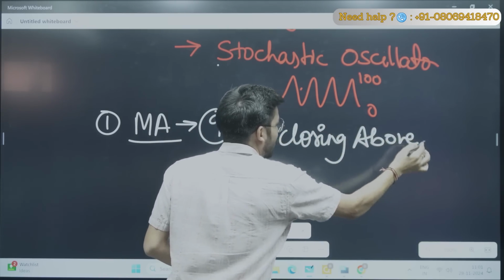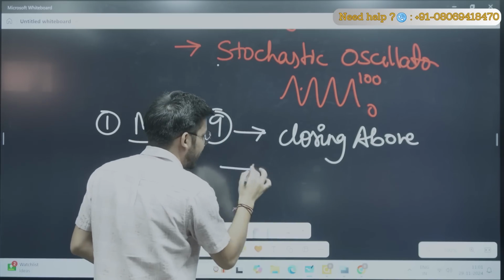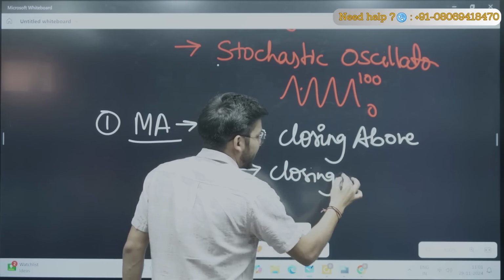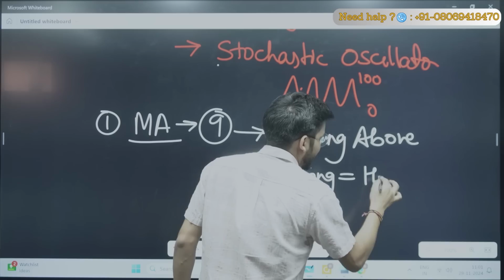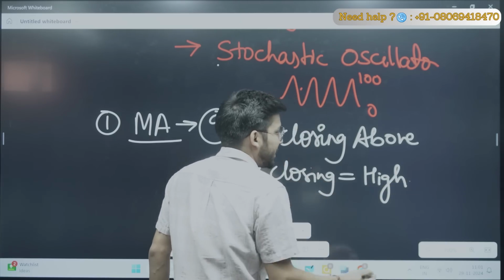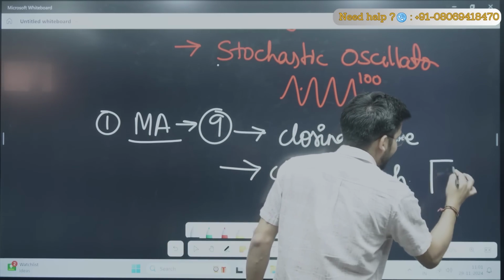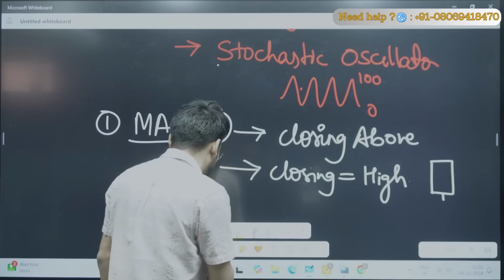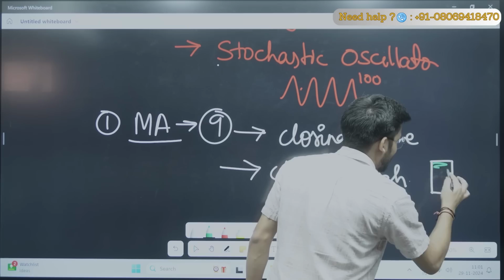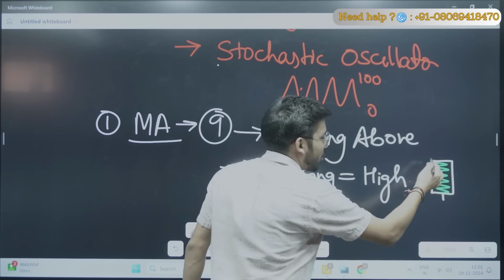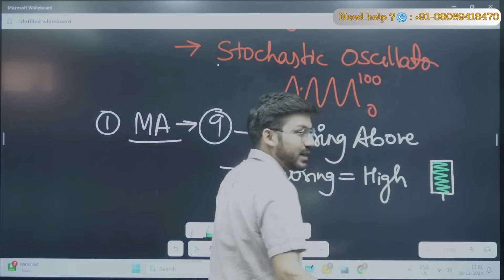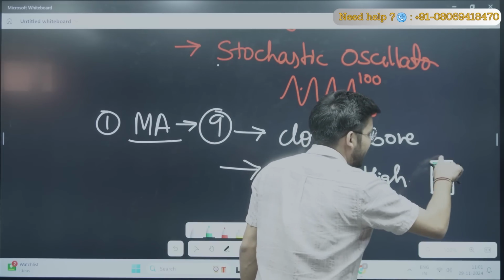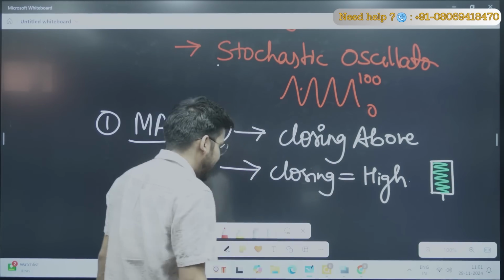Also, the closing price should be equal to my high. It means the candle should be somehow like this. If it is a green candle, I'll color it for you. Suppose this is a green candle, so the closing price of this candle and the high of this candle should be the same. It will look like this, with no wick in the upward direction.